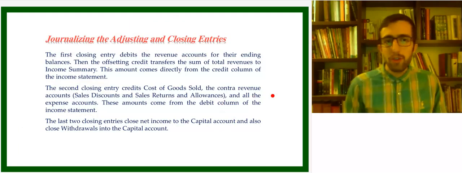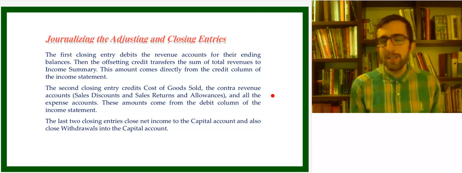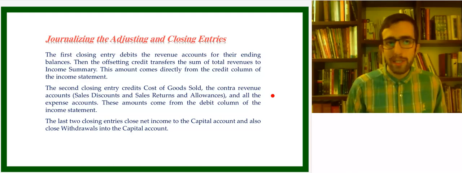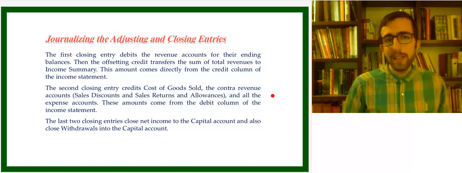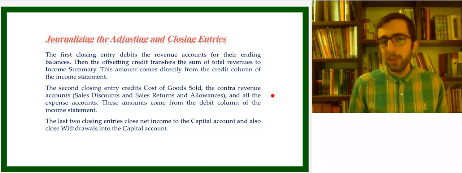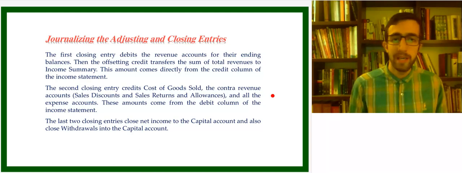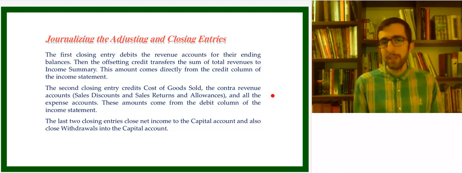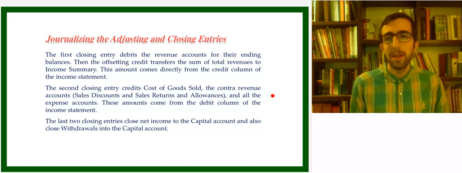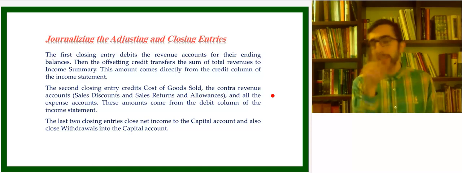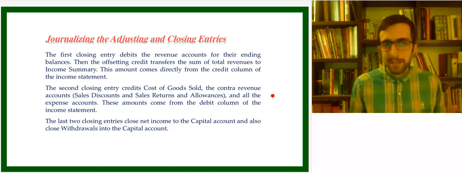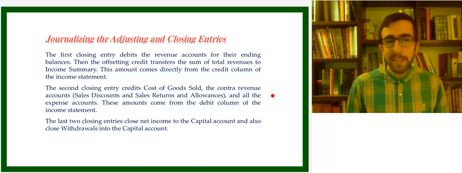Yes. So after journalizing the adjustments and the worksheet, and after all these steps, we have the closing entries. The first step of closing is that we debit the revenue accounts for their ending balances. Then the offsetting credit transfers the sum of total revenues to income summary. This amount comes directly from the credit columns of the income statement. It means that we have net income or net loss. The result in the T account for income summary is net income or net loss.